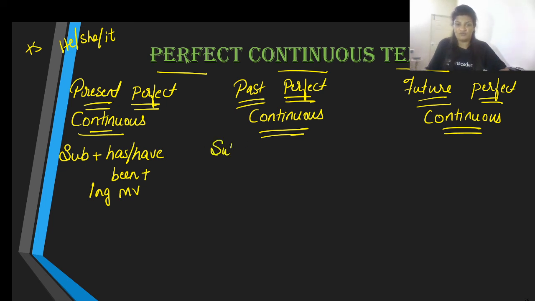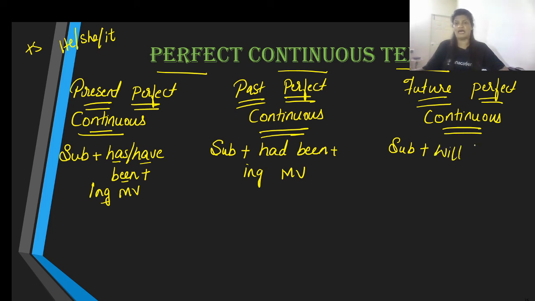In past, you obviously begin with a subject. The past tense of has or have is had, and you use been, had been, and obviously you use the ing main verb. Now in future perfect continuous, of course, we begin with a subject. Soon after the subject, we are going to use will, and then we are going to bring in have, and then been, and then the ing main verb. Subject will have been an ing verb.